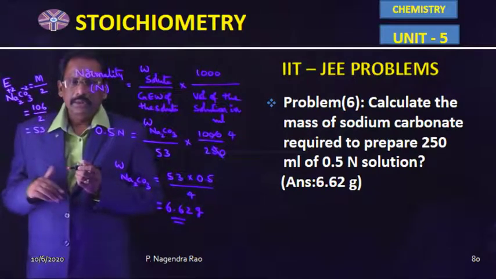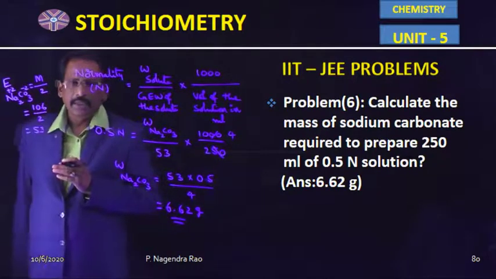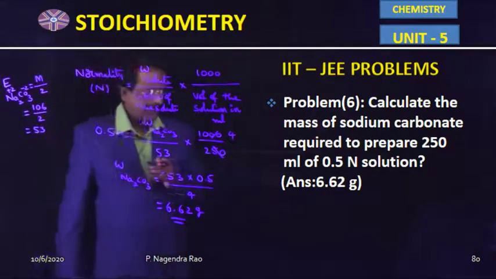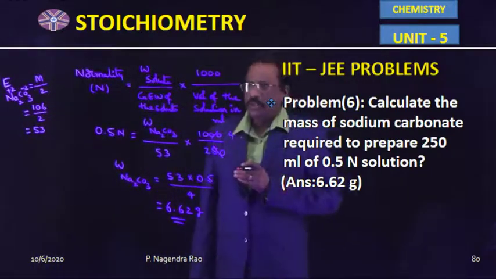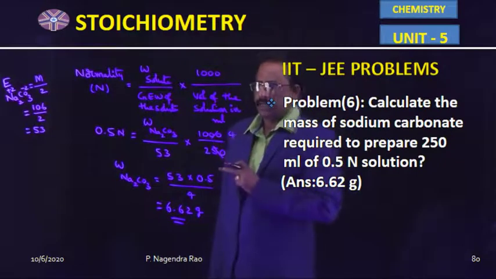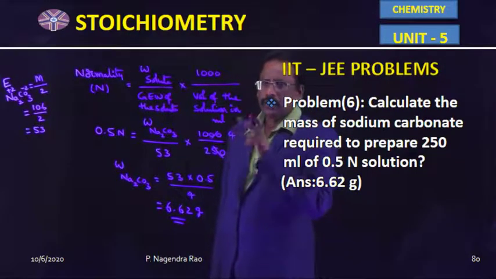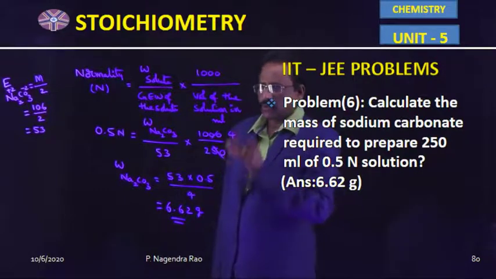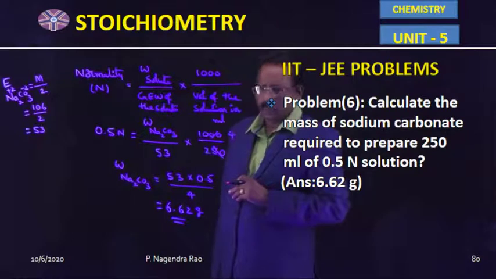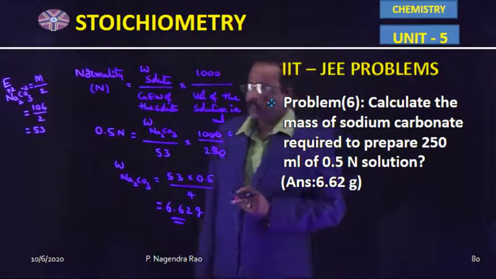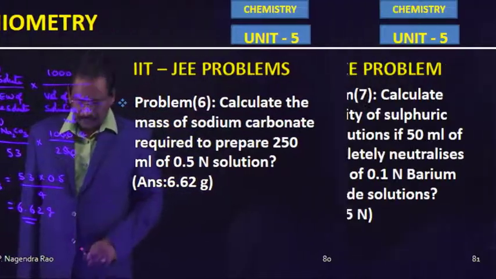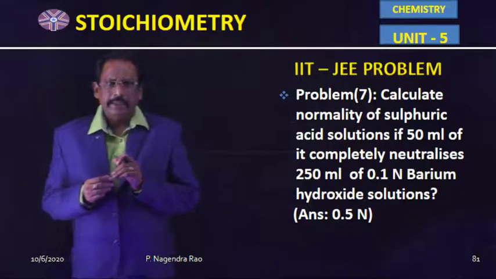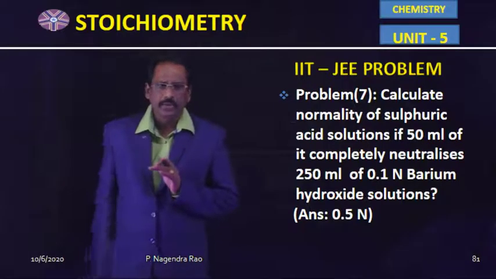So, according to the statement, the normality formula is weight of the solute divided by gram equivalent weight of the solute into 1000 divided by volume of the solution in milliliters. So from this it is possible to calculate the mass of sodium carbonate, which is equal to 6.62 grams.